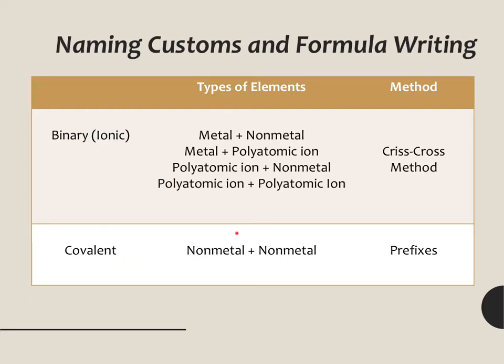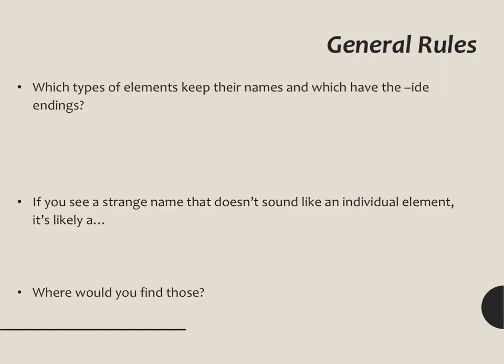Whereas covalent compounds are just nonmetals together, and they have specific prefixes to tell you the number of atoms in that compound. Okay. So here are some general rules that apply to all examples here. Which types of elements keep their names and which have the IDE ending?